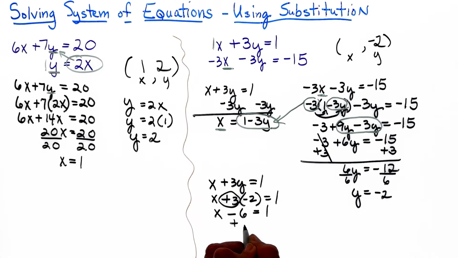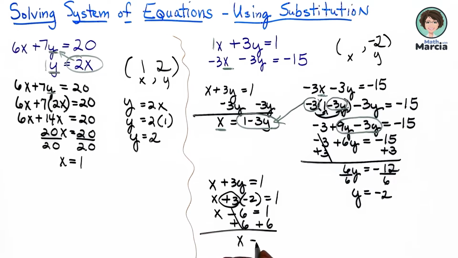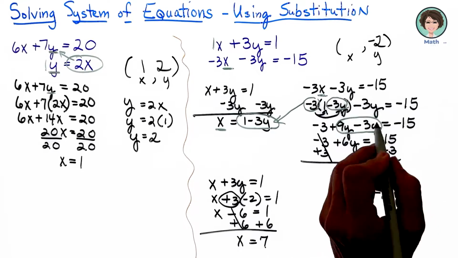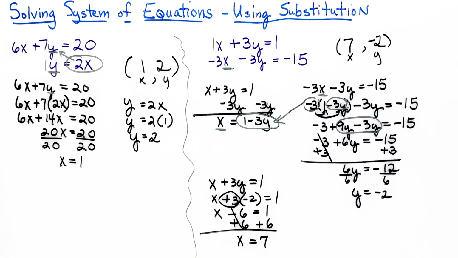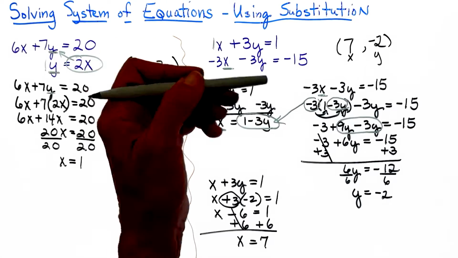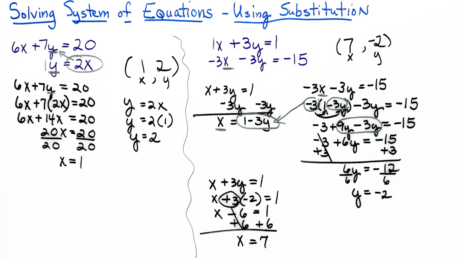And finally, the last step, I'm moving my 6 to the other side of the equation. So x is equal to 7. The only ordered pair that would make both of these equations true is the ordered pair where x is 7 and y is a negative 2.